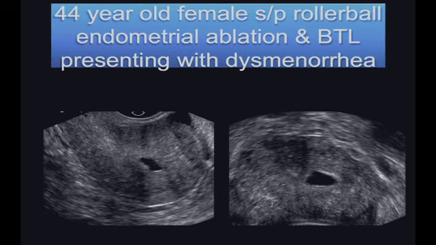So now let's move on to some examples of intracavitary abnormalities within the uterus. First, we have a 44-year-old female, status post rollerball endometrial ablation and bilateral tubal ligation, who's presenting with dysmenorrhea. And we can see here on the sagittal and transverse images that we have a fluid collection that seems to be associated with the endometrial cavity.